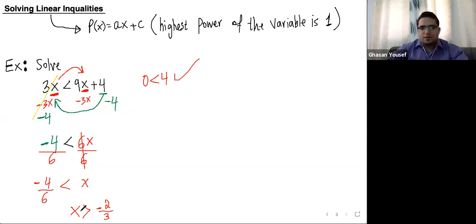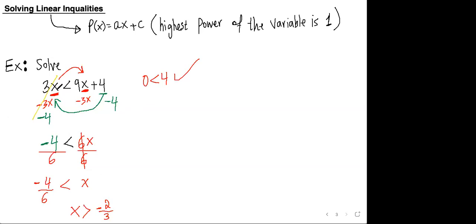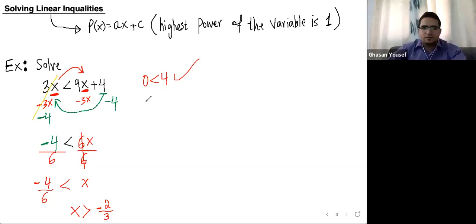Yes. What other numbers can I plug in here? 2. Plug in the 2. 3 times 2 is 6, less than 9 times 2, which is 18, plus 4 is 22. And this is correct.